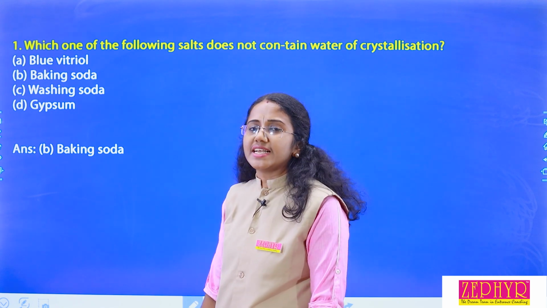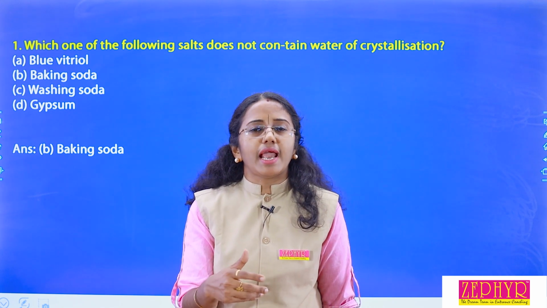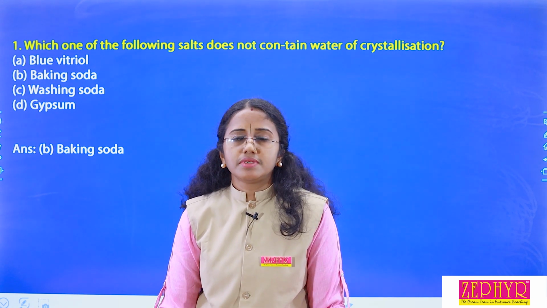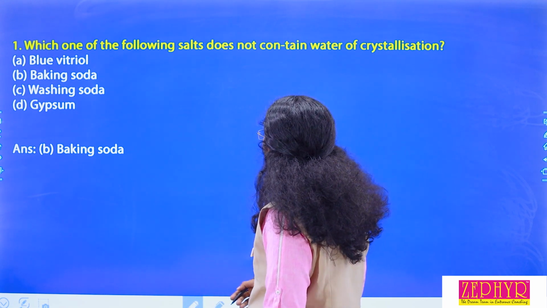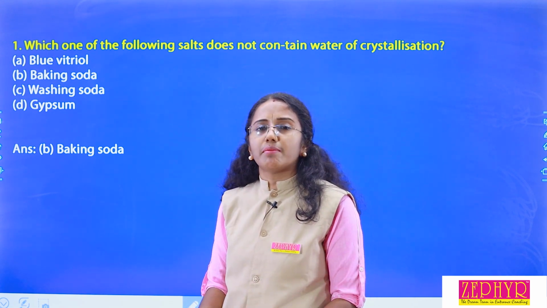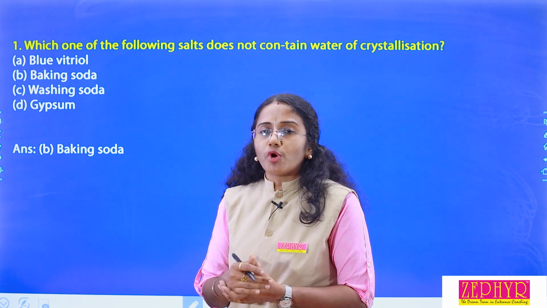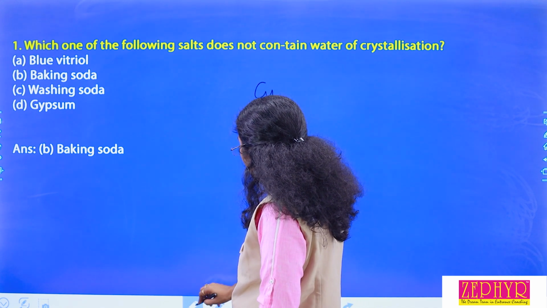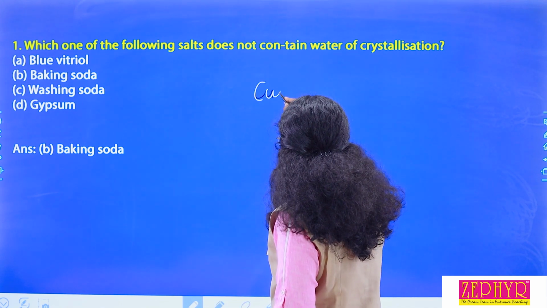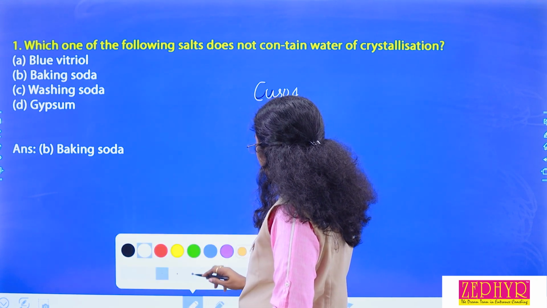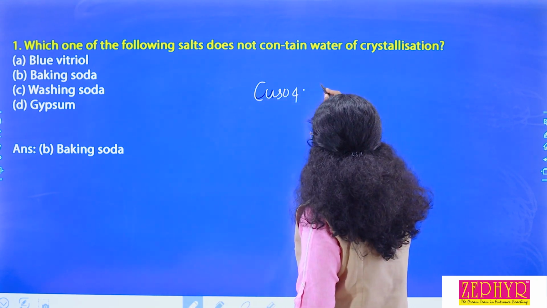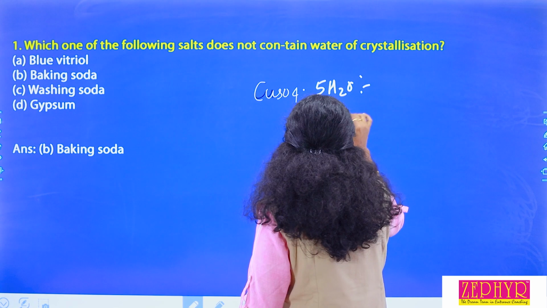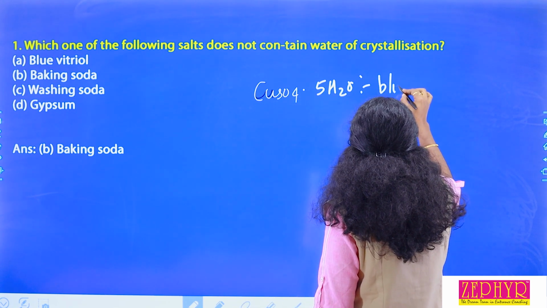What do you mean by water of crystallization? Some salts have the capacity to hold a particular number of water molecules, that is called water of crystallization. Example, CuSO4 dot 5H2O. This is copper sulfate, called blue vitriol.